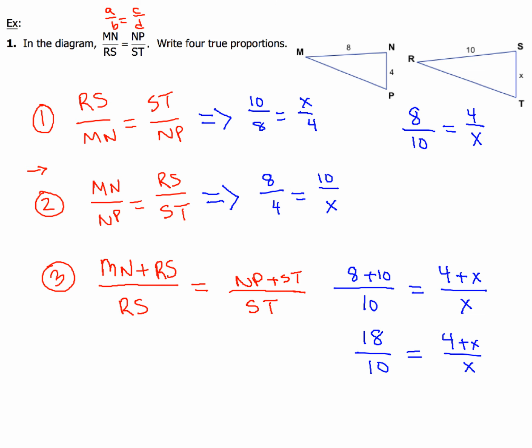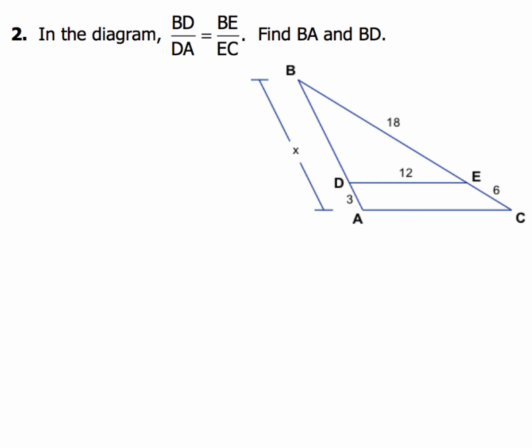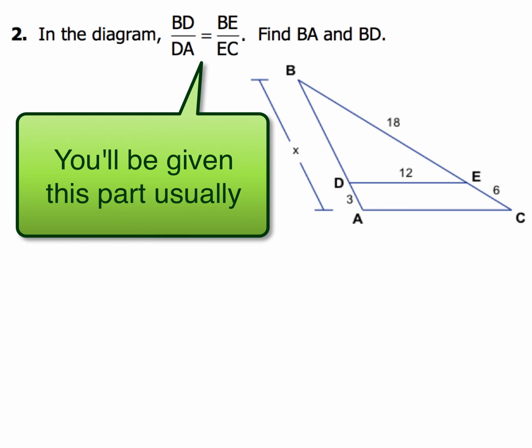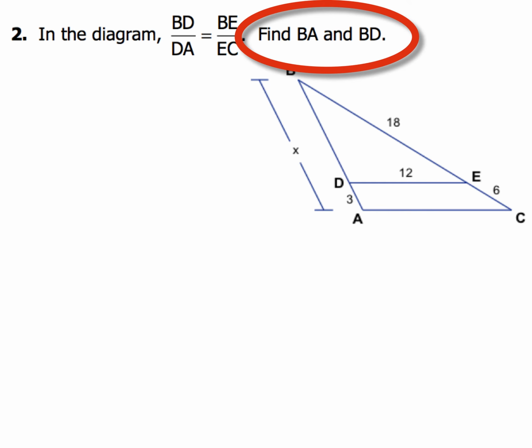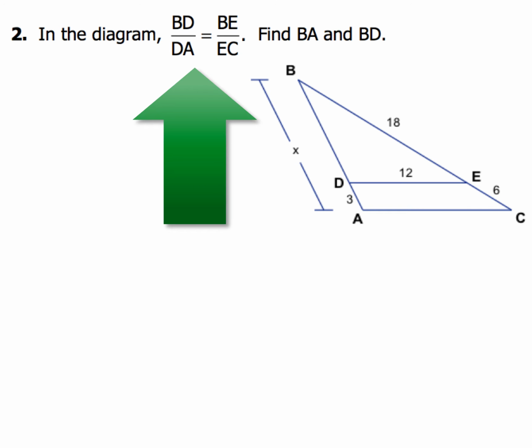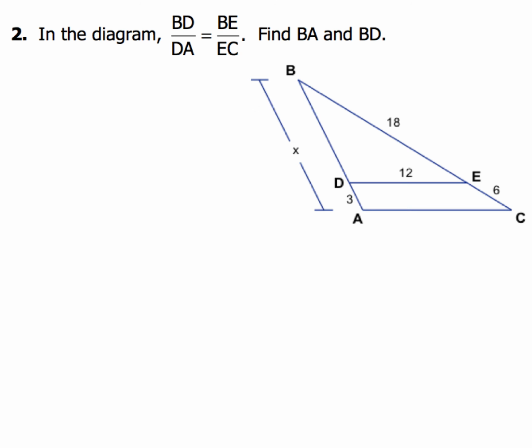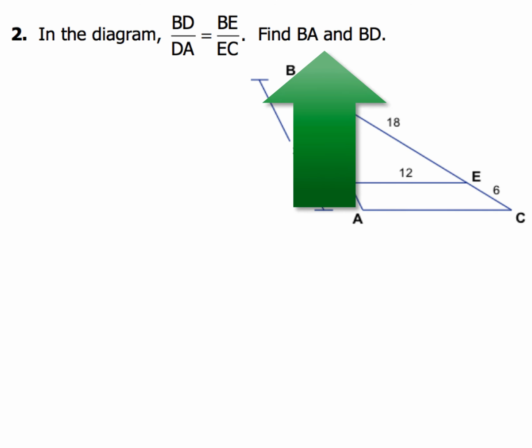Example number 1. Now let's take a look at this guy here. Check him out. In this diagram, and this is what's true a lot of times in geometry, they'll give you a proportion, so you don't have to come up with one on your own. They'll give you one, and then they'll ask you to find certain information. So we're told BD over DA equals BE over EC, so that's the proportion we've got to work with. Using that, we've got to find BA and BD.